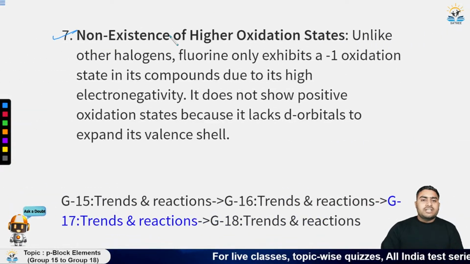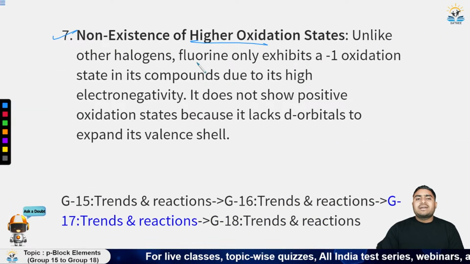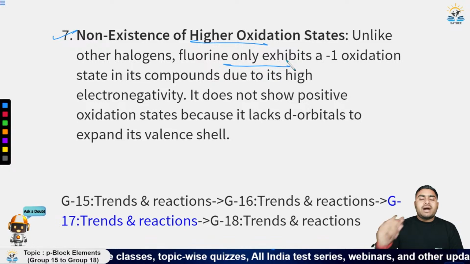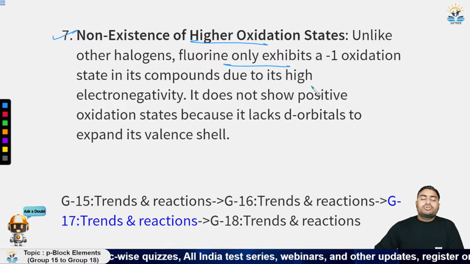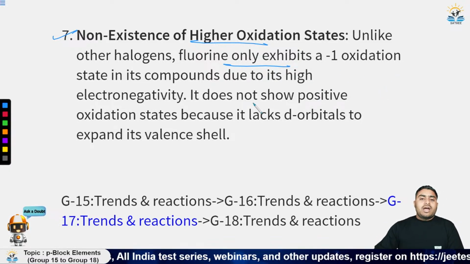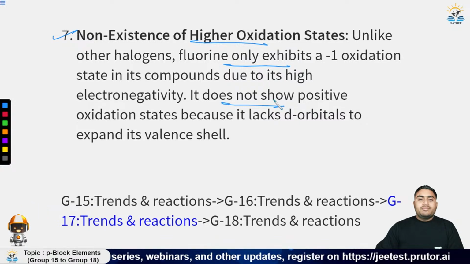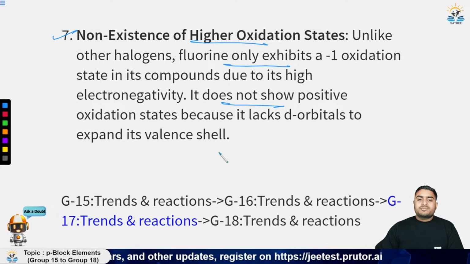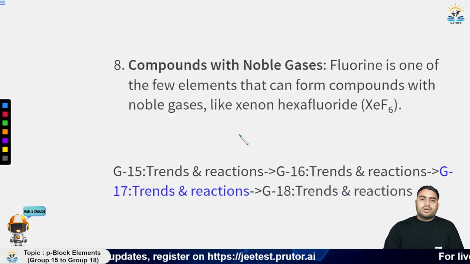Let's move to the next, non-existence of higher oxidation state. Unlike other halogens, fluorine only exhibits a -1 oxidation state in its compounds due to its high electronegativity, right? And it does not show a positive oxidation state generally because it lacks d orbitals to expand its valence shell. That's the point about fluorine.